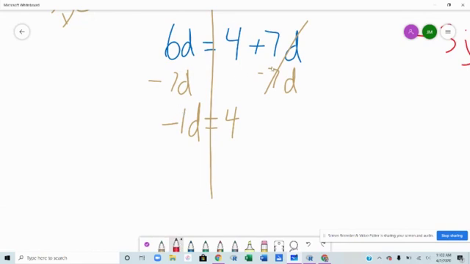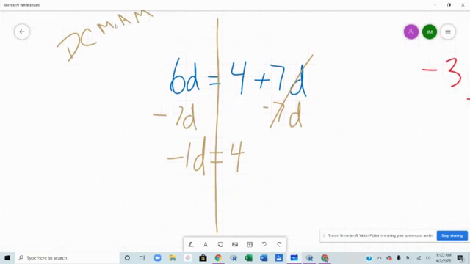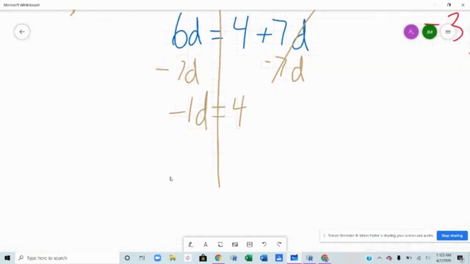After you move your variable, come back up here, A stands for add or subtract. So do you have any addition or subtraction? You do not. This is not a minus 1, this is a negative 1. So no addition or subtraction. Next is multiplication or division. Do we have any multiplication or division?